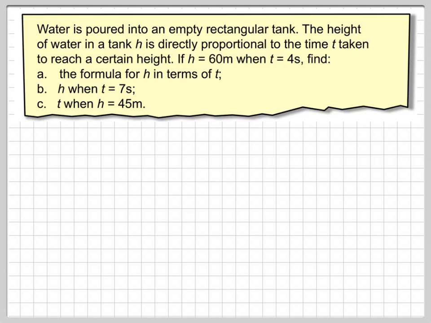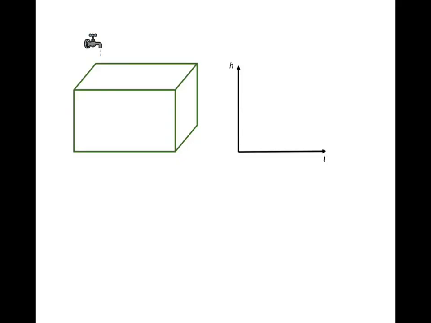Now this is called the topic of variation, and we're going to look at what the term directly proportional means. So let's just go to this PowerPoint here. Here I've got my tank, and the water's going to be poured in. It had to be quite a fast rate as well to get those distances. And here we've got a graph of time against height. So if we start filling our tank, we get a straight line graph.